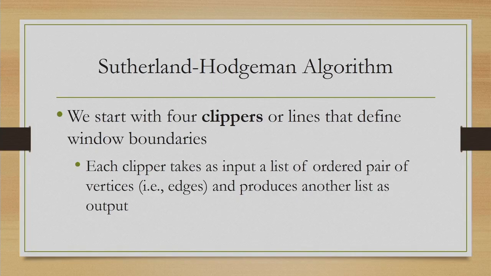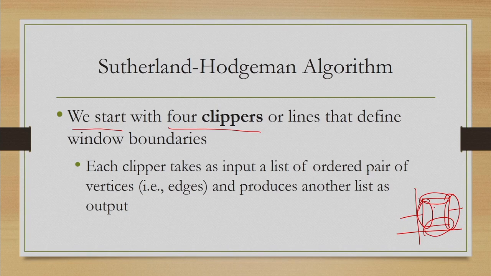What this algorithm does: here in this algorithm we start with 4 clippers. Now, these clippers are essentially the lines that define the window boundary. For example, if this is my window boundary, then each of these lines defining the boundary is a clipper. So, there are 4 clippers in 2D clipping, that is right, left, above and below.